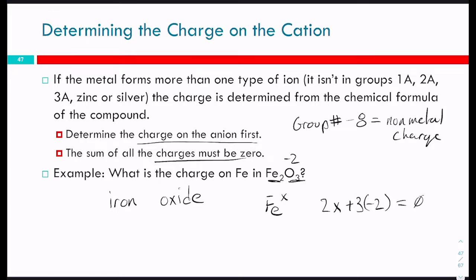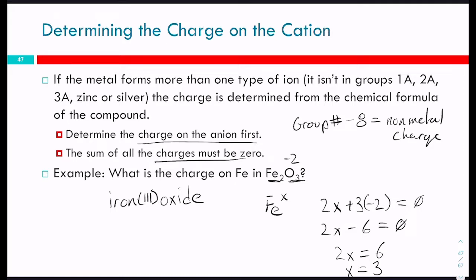So then it's just a little algebra problem. We have 2x minus 6 equals 0. Then we can add 6 to both sides. So we get 2x equals 6. And ultimately, run out of space, divide both sides by 2, x equals 3. So the charge on iron has to be a positive 3. So this is going to be iron, Roman numeral 3, oxide.